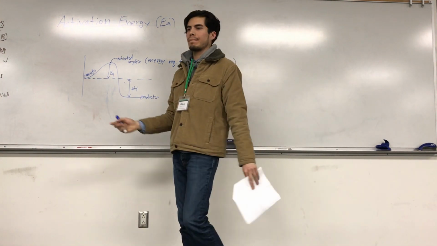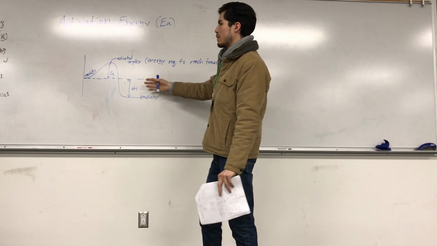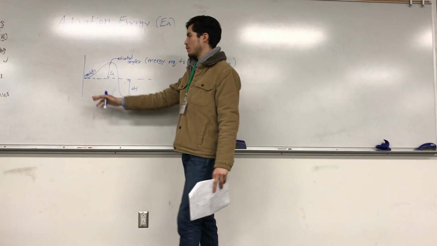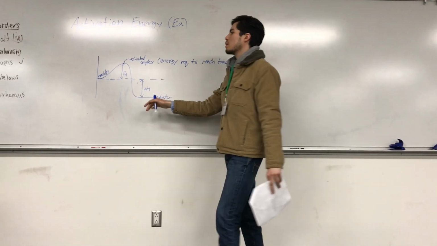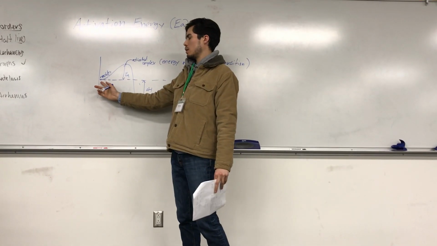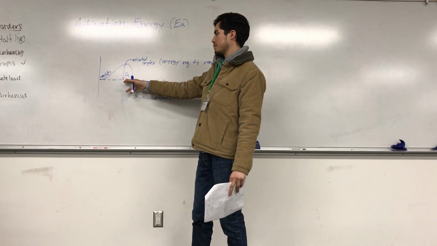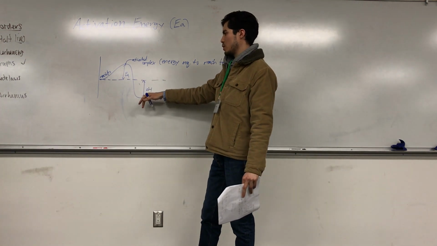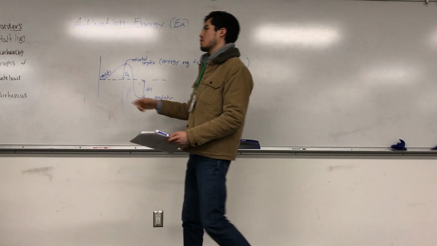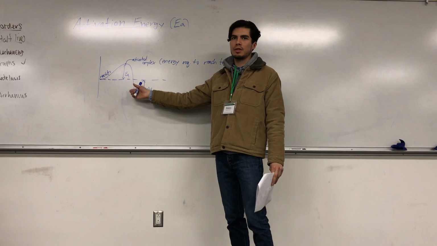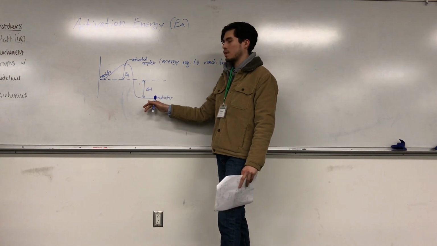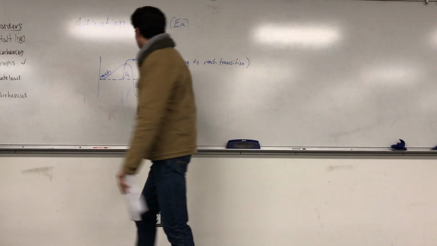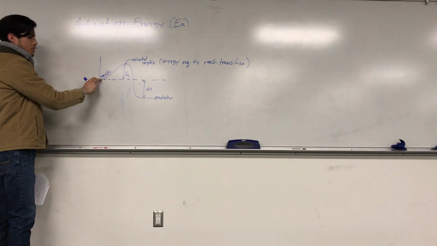Yeah, so you'd be given a typical graph that looks like this, where you have your reactants and you have your products. And then you have your activation energy, and then you have your delta H. So it can either look like this. This is actually exothermic, because this is the energy for products here. The energy for products is less than our reactants.